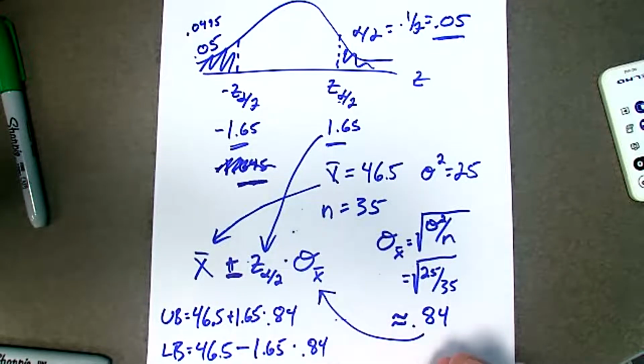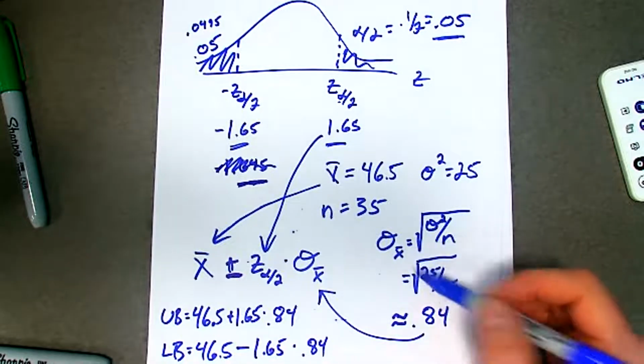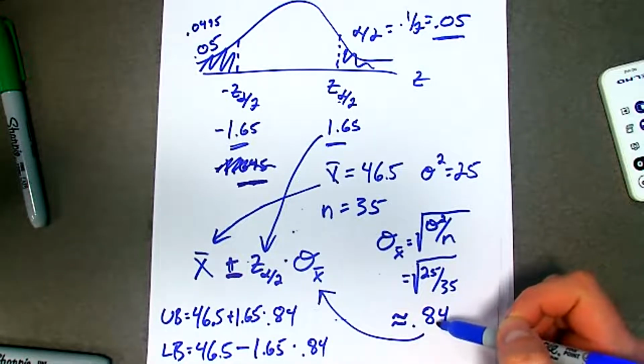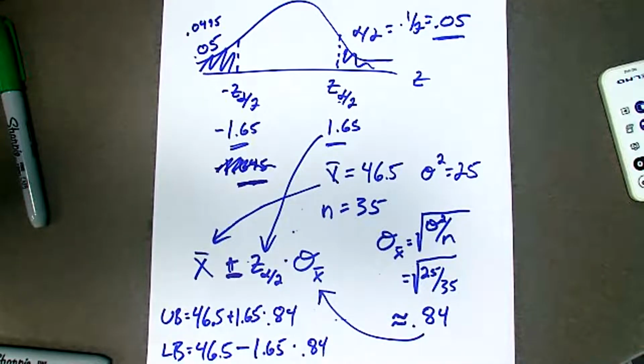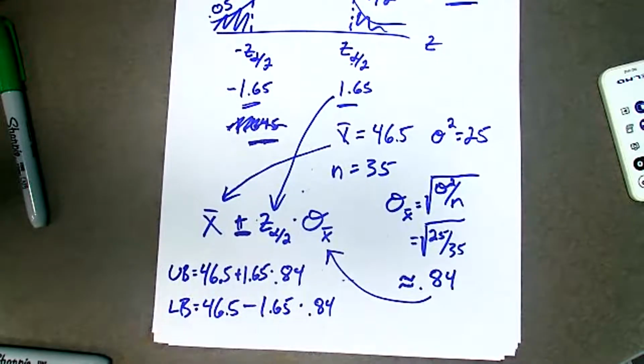Now notice the standard deviation is pretty low here, 0.84. So once again, I'm not going to have a very wide distribution or a very wide confidence interval. Any questions on that one?